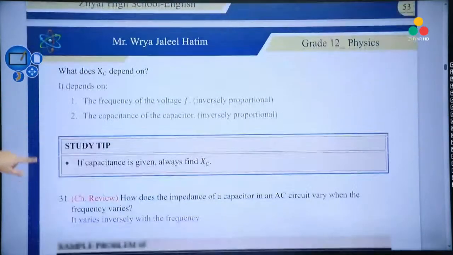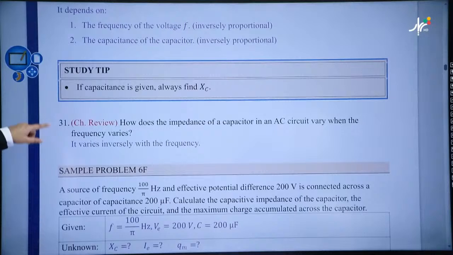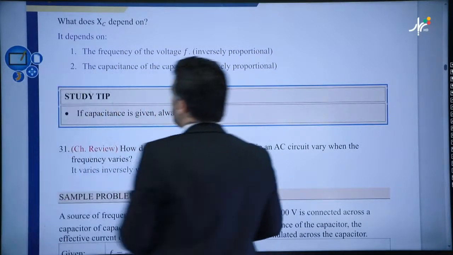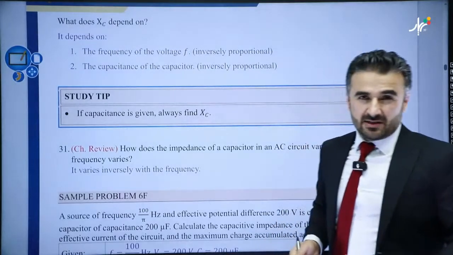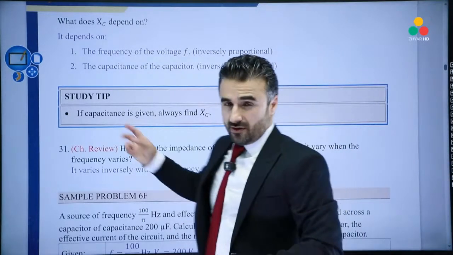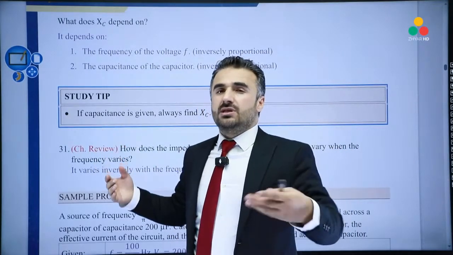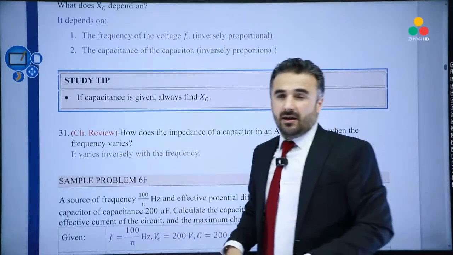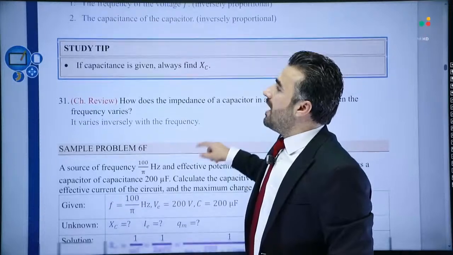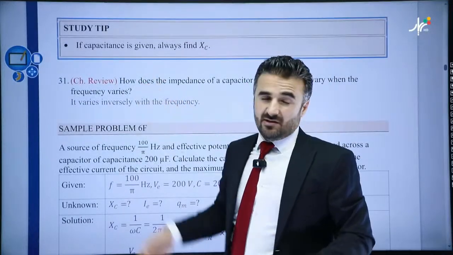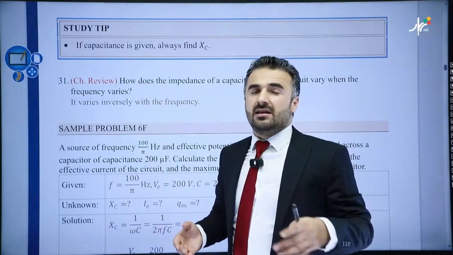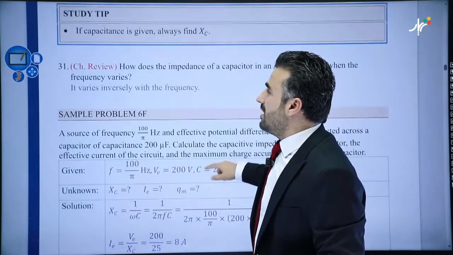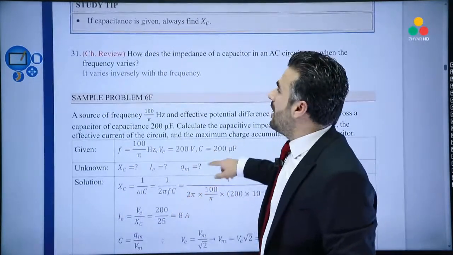Now the last question, and then perhaps the last two things for today: what does the capacitive impedance depend on? We said that it depends on two variables: the frequency, which is inversely proportional, and also the capacitance of the capacitor, which again is inversely proportional. So we have a study tip. Whenever capacitance is given, you can always find the capacitive impedance XC, because you are going to need it, no doubt.